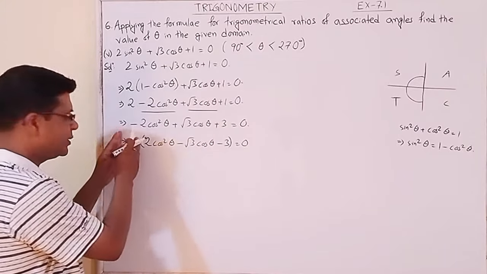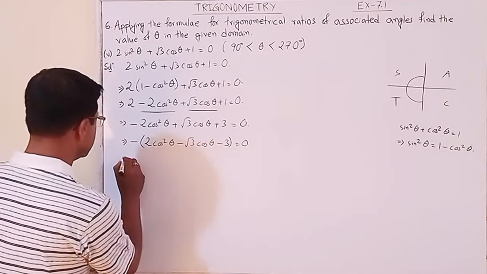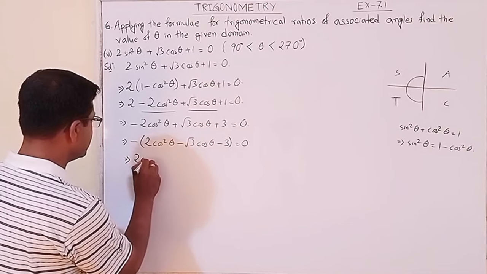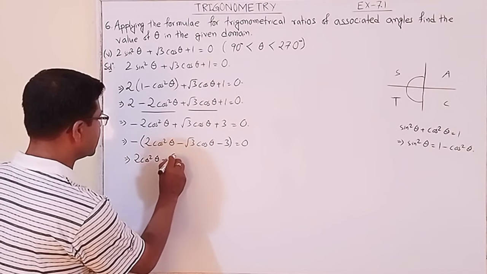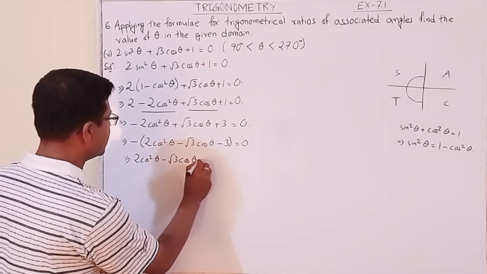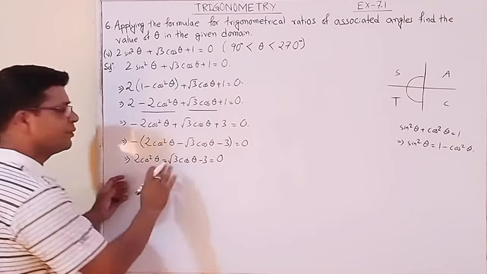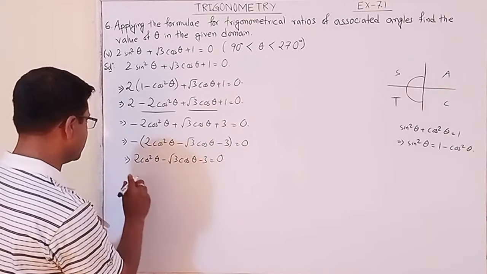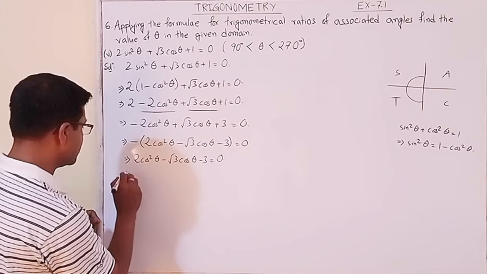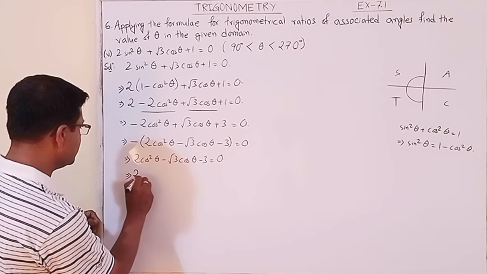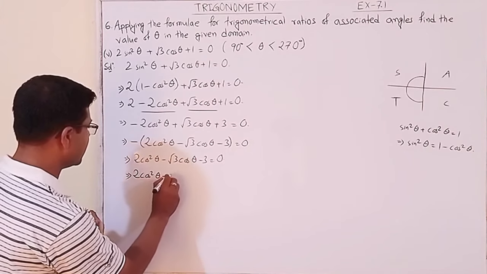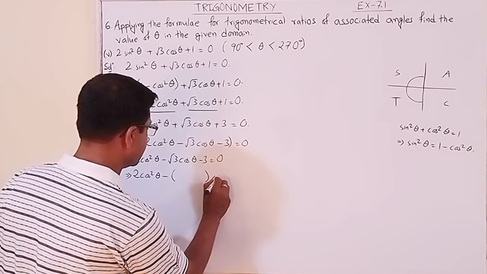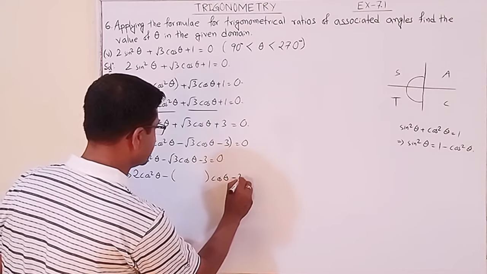Now this minus 1 we transfer to the other side. So in that case what we will get? 2 cos square theta minus root 3 cos theta minus 3 equal to 0. Now this is a quadratic equation in terms of cos theta only. So let us solve it at first. 2 cos square theta minus, let us write the format, then we shall solve.